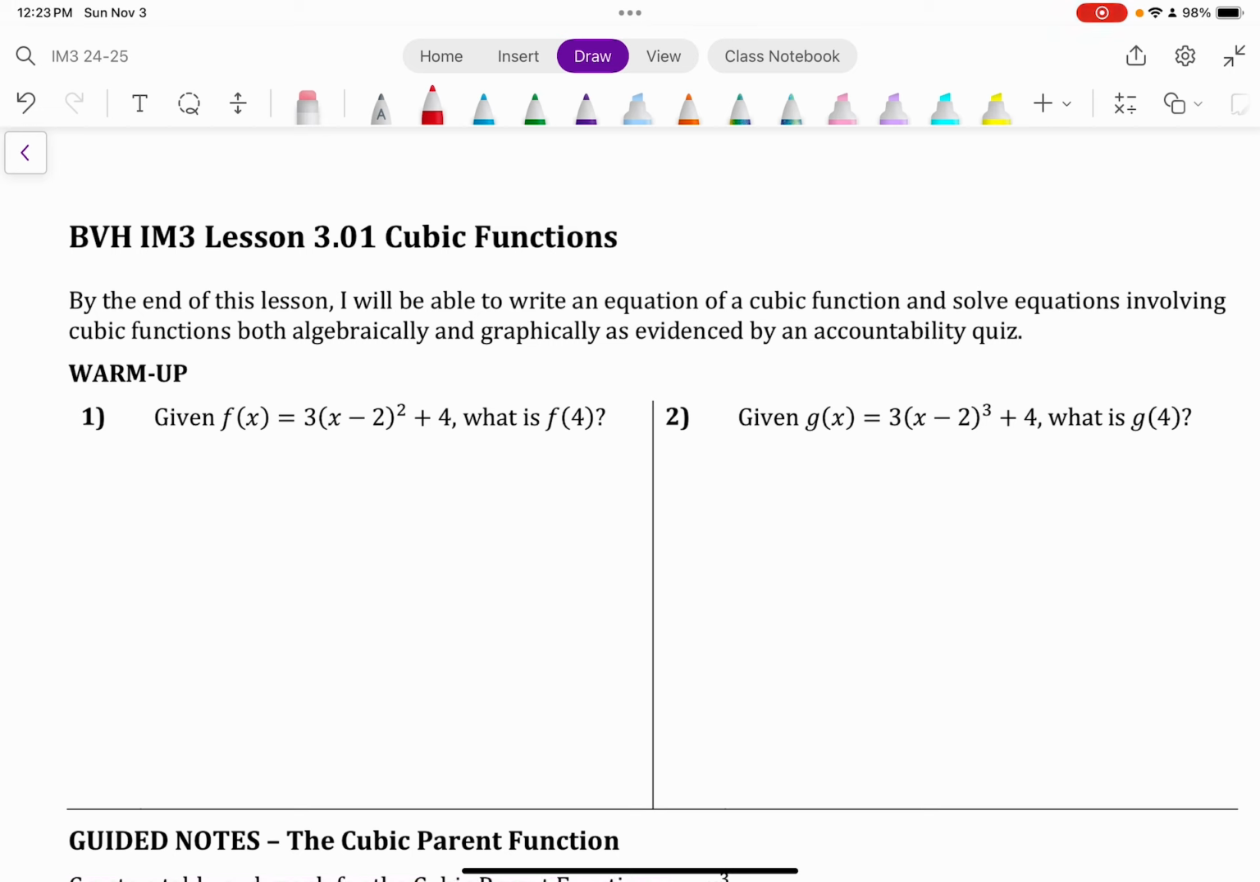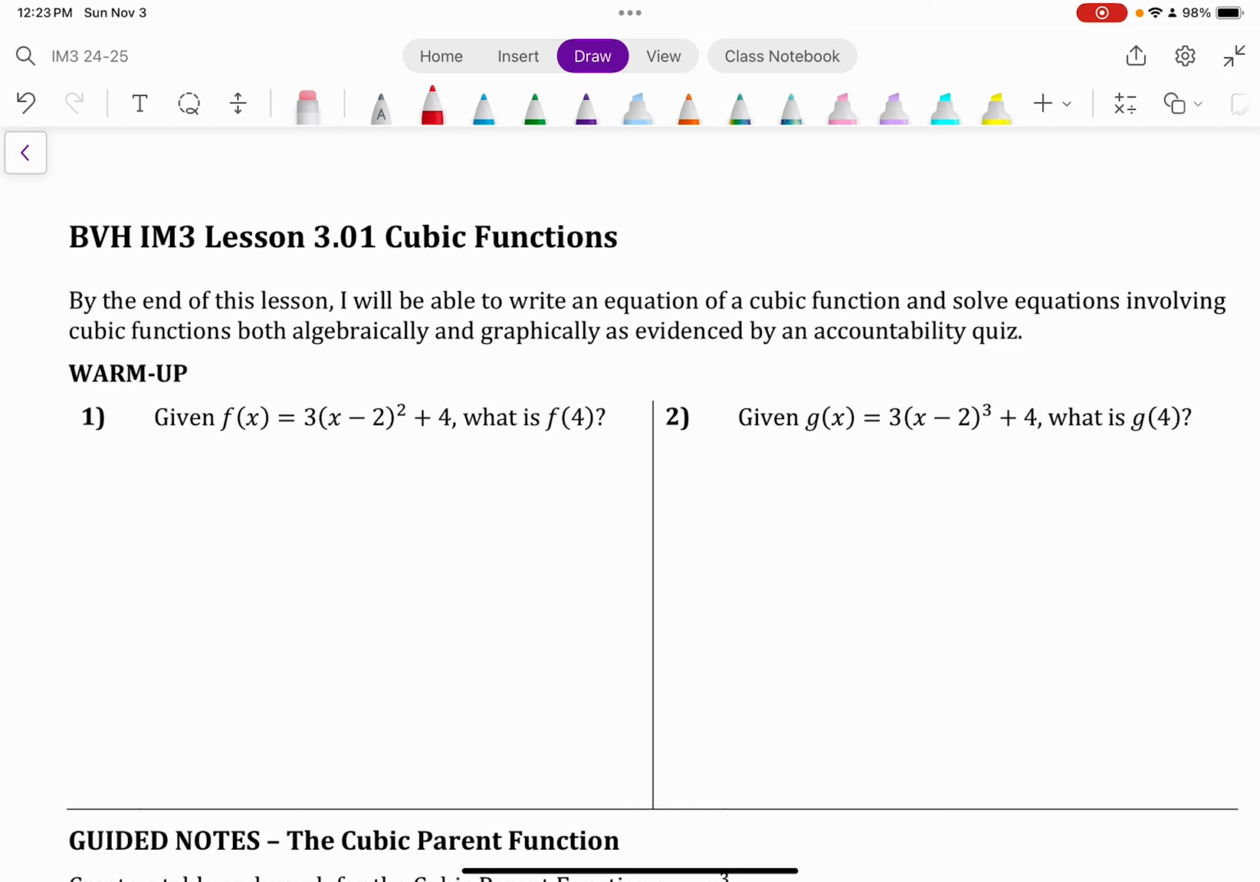I'm going to show you guys how to go through lesson 301, cubic functions. Now the first thing we're looking at is a warm-up, and we want to evaluate for the following inputs. You will notice that we have two different functions, f of x and g of x. So at this time, go ahead and pause the video and solve f of 4 and g of 4.